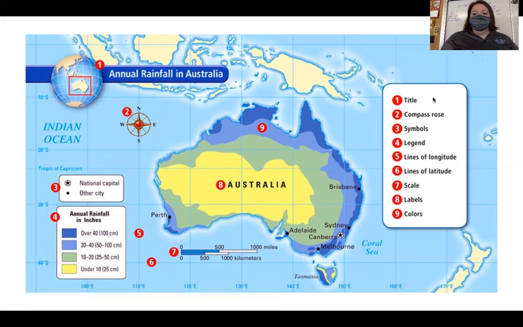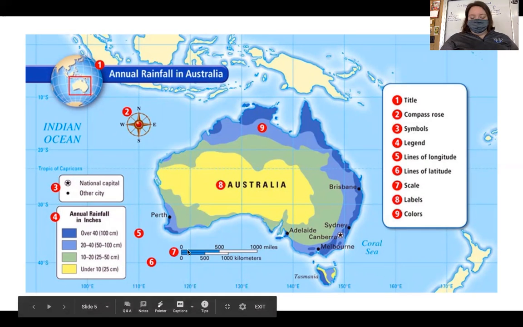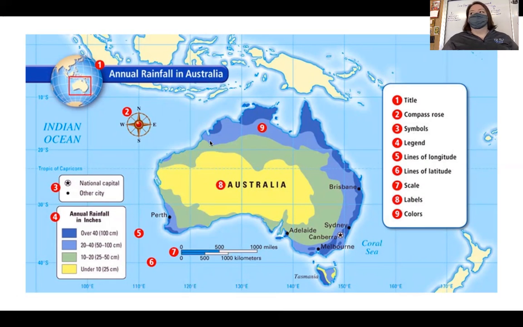Because of these things, the title, the compass rose, the legend, the lines of latitude and longitude, et cetera, we can understand this map more. We know that this is an annual rainfall in Australia map. We can see where there's more rainfall and where there's less rainfall. We can tell how big Australia is because of our scale. We can see where we are located in the world, okay? All of those main components are going to help us in achieving a better understanding of maps. Even if you have no clue what they're supposed to be about, we can at least look for those 5 things, or maybe even sometimes 4 things, and get a better understanding, okay?